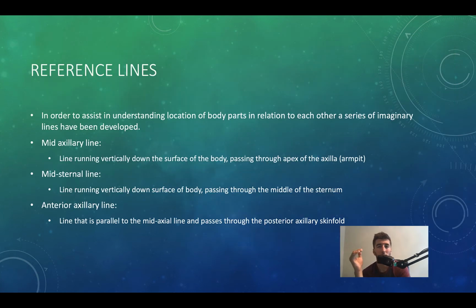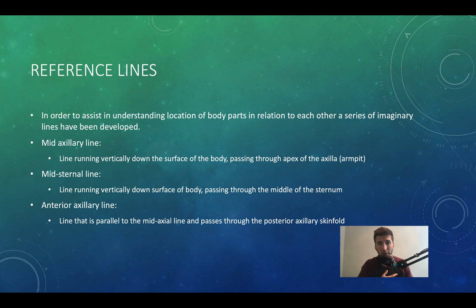So there is a ton of reference lines to help us better orient ourselves on a human body. So it helps us understand specific locations better. One of the first reference lines that you're going to need to learn is the mid-axillary line. That is going to be a line running vertically down the surface of the body, passing through the apex of the axilla. That is literally directly down the armpit, right down basically the center of the ribs, if you will. You're going to have the mid-sternal line, which is going to be a line running vertically down the surface of the body, passing directly through the middle of the sternum.